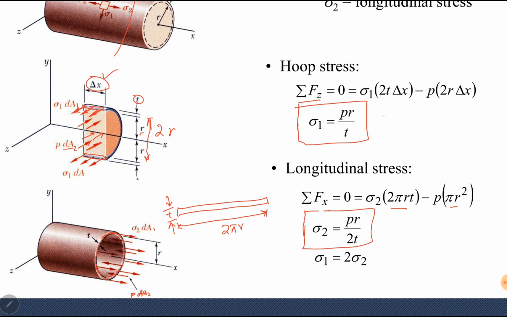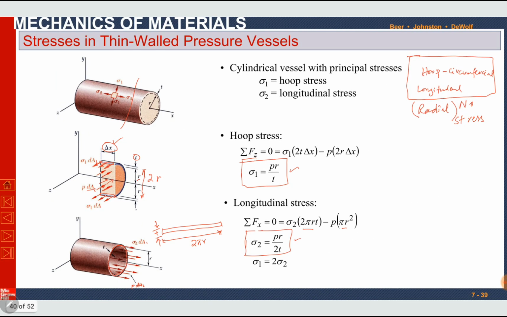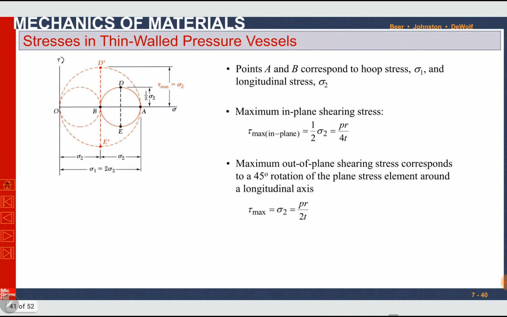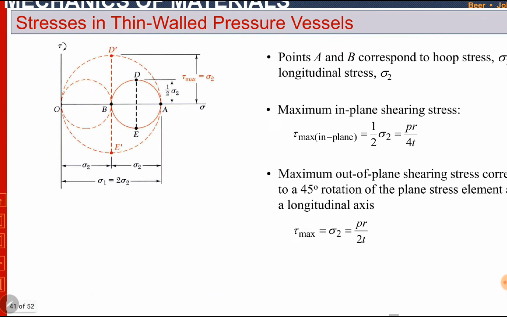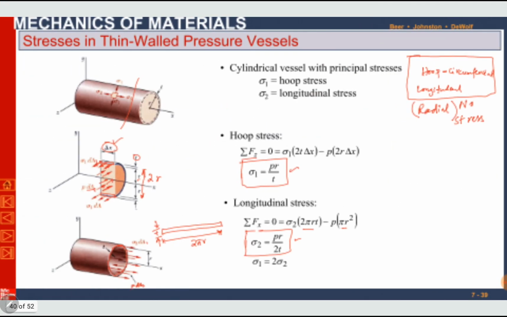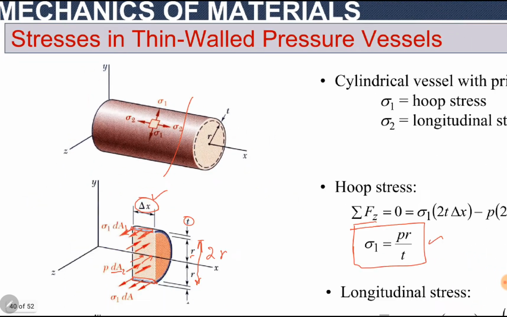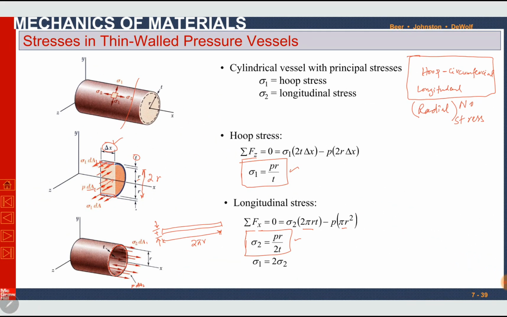Sigma 1 and sigma 2: sigma 2 is half of sigma 1, or sigma 1 is 2 times sigma 2. So hoop stress is greater than longitudinal stress. For thin wall cylinders, hoop stress is twice the longitudinal stress. If we draw the Mohr circle, we can see both these stresses are normal stresses. There is no shear stress, so they are actually principal stresses. Hoop and longitudinal stresses are principal stresses.